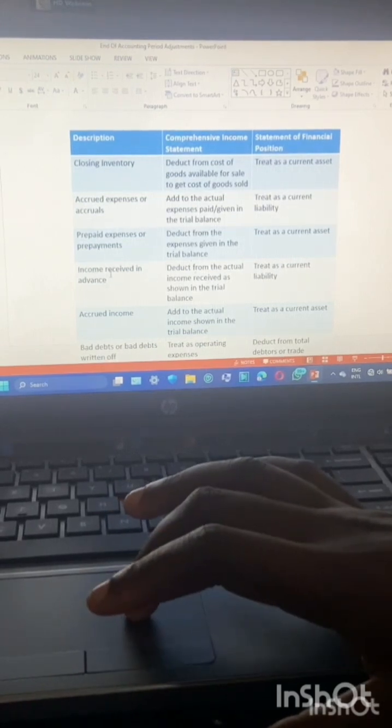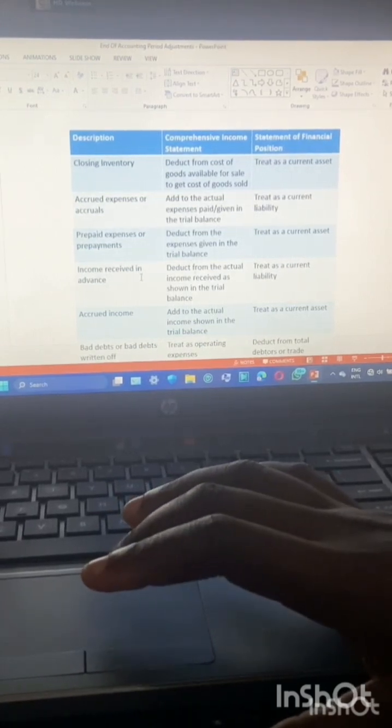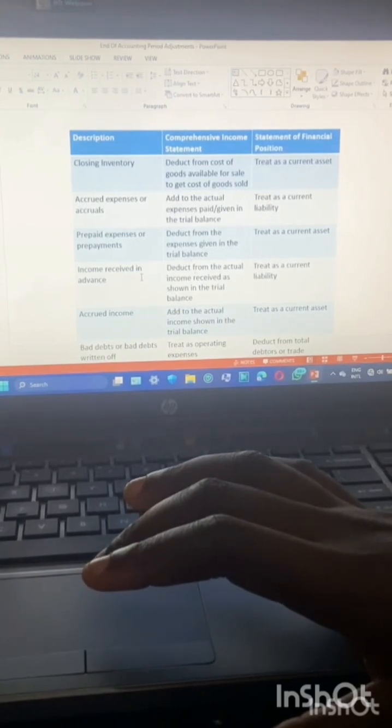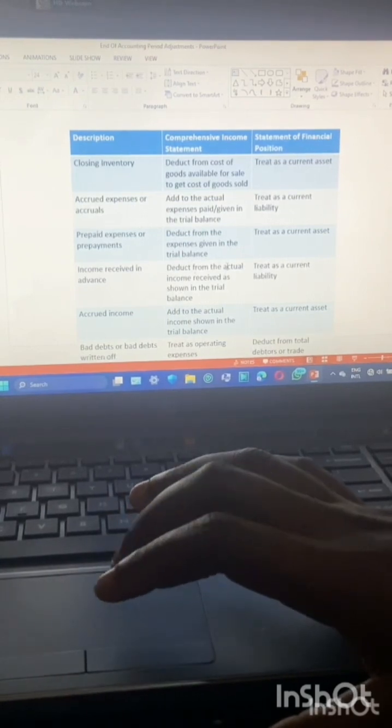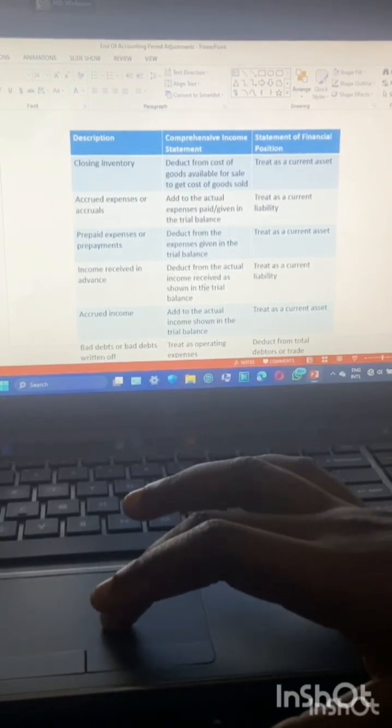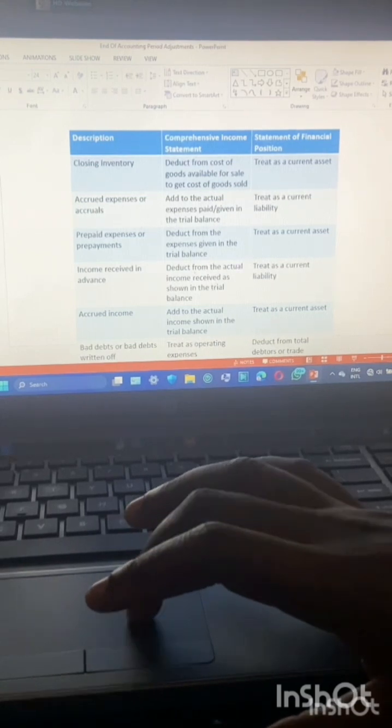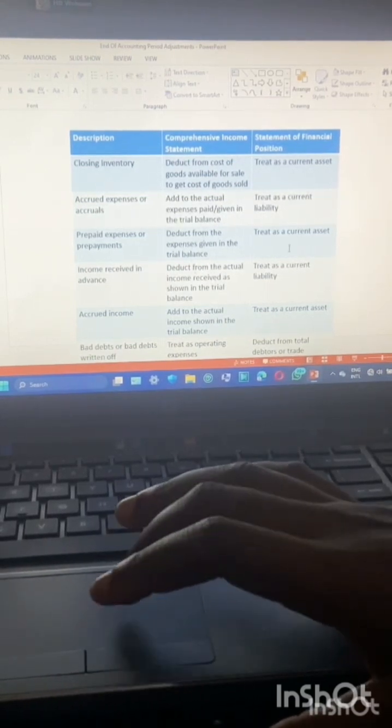Now the income received in advance. Income received in advance means you have received this income from the customer, but you are yet to render the service to the customer. So you deduct it from the total income received as shown in your trial balance, as you can see on the screen, and then we treat this as a current liability in our statement of financial position, all right.